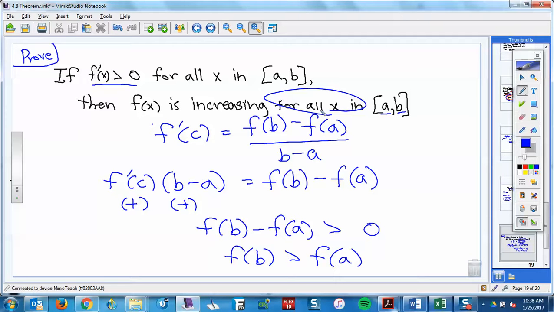So in other words, no matter what interval I pick, if f prime is always positive, the y value to the right is always going to be bigger than any y value to the left. So that's the definition of increasing. Any y value on the right is bigger than a y value on the left, so the function is increasing. So we just proved it. It's just a simple little proof.